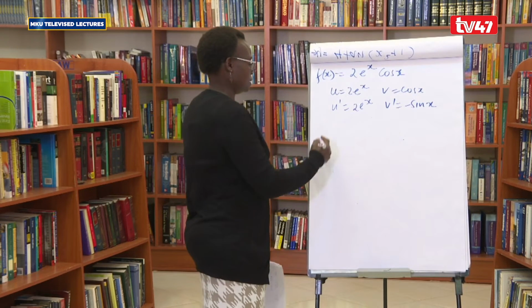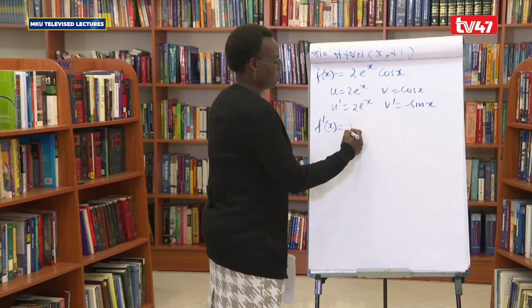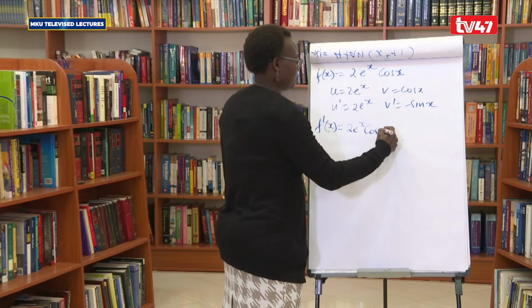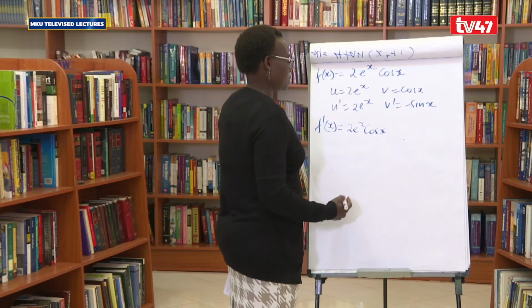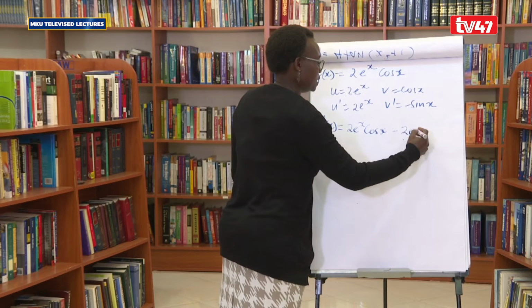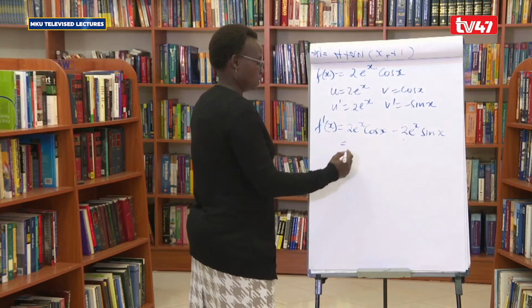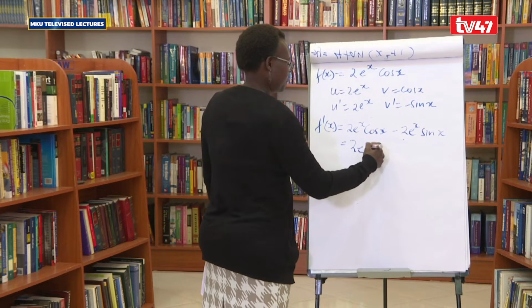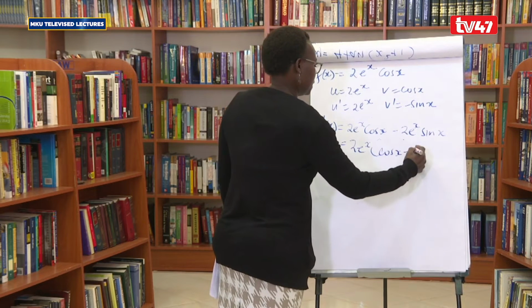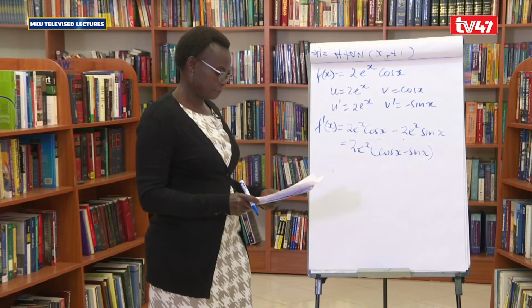And then f bar of x would be u bar v, so that would give us 2e^x cos x, and then plus, so that would give us a minus because of this, 2e to the x sine x. So we can write that as 2e^x times cos x minus sine x.